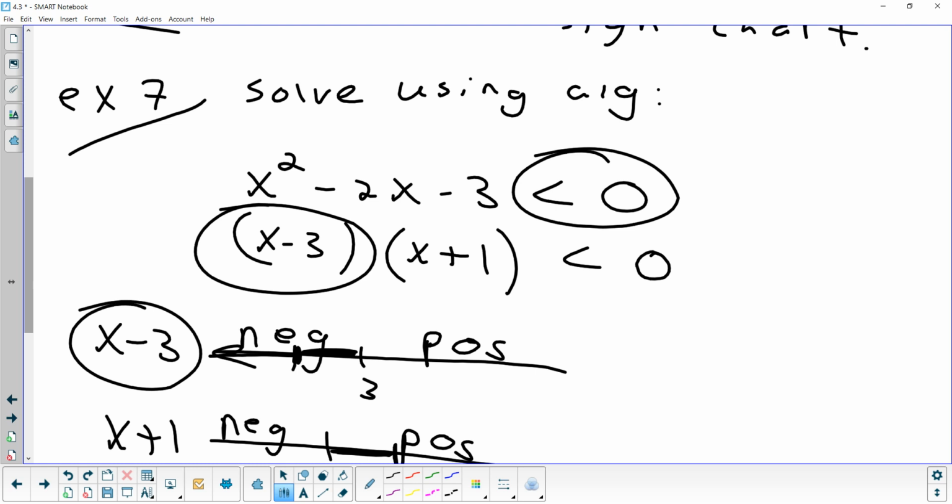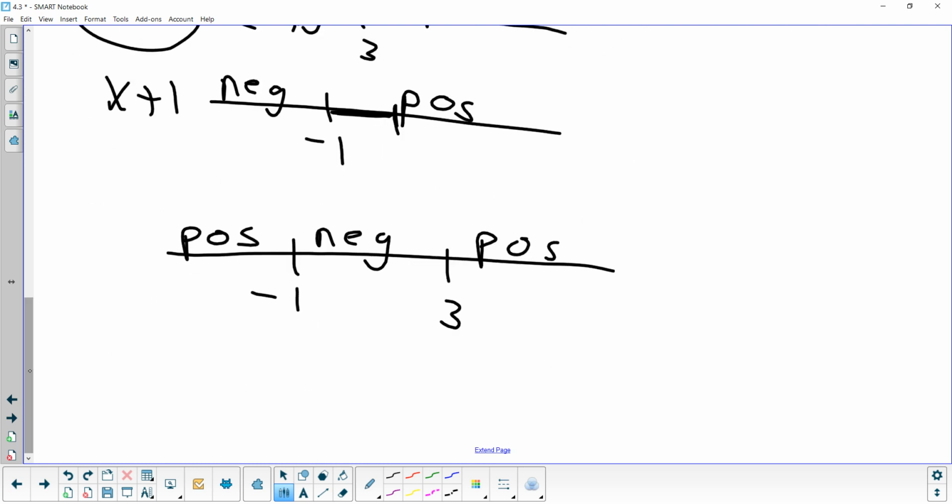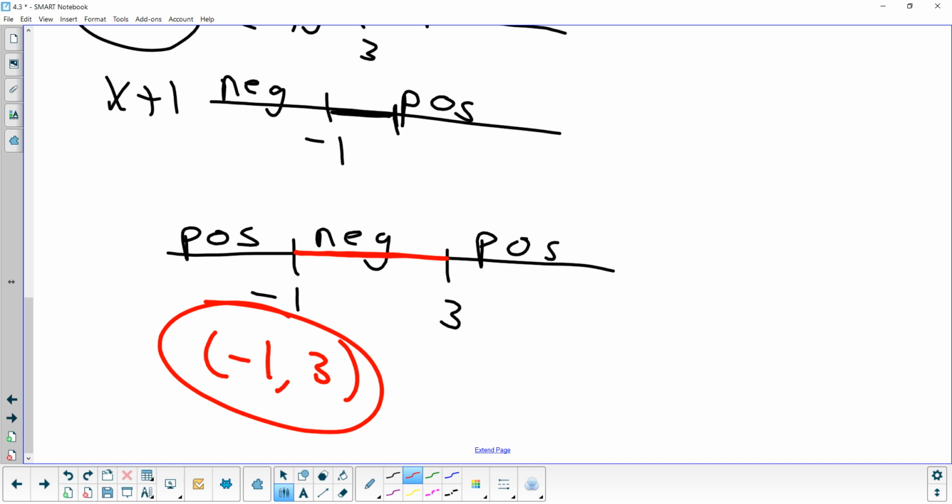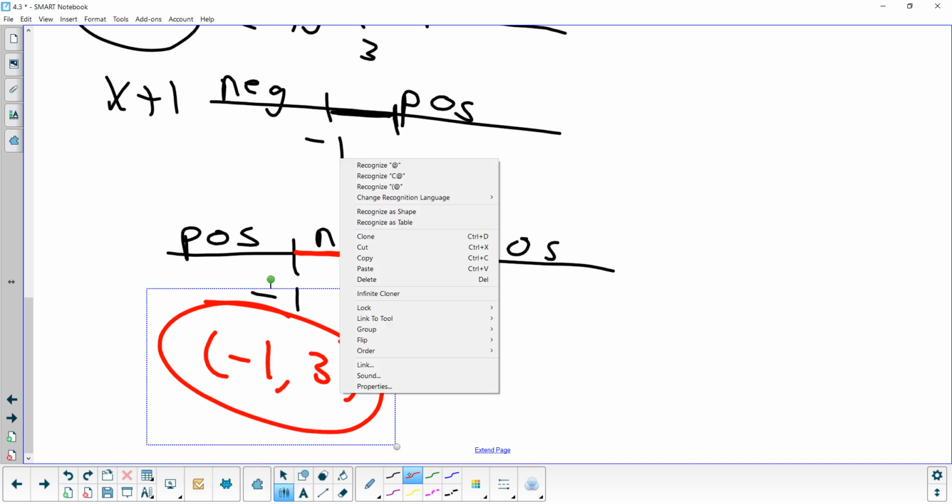They want the less than 0 section. Well, the less than 0 section is from there to there. That's the negative section. That's from -1 to 3, not including -1, not including 3.